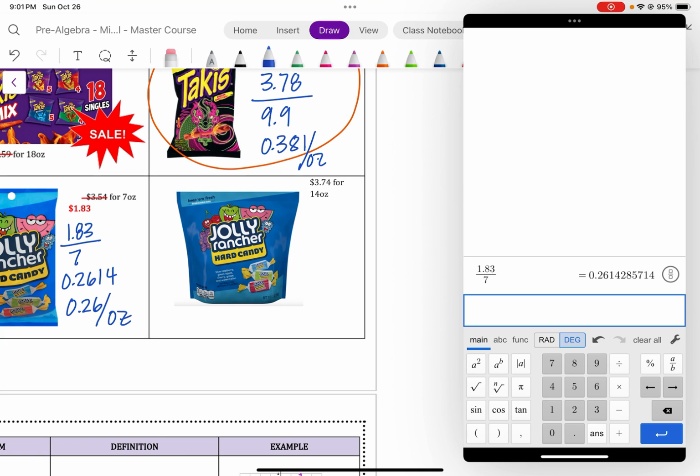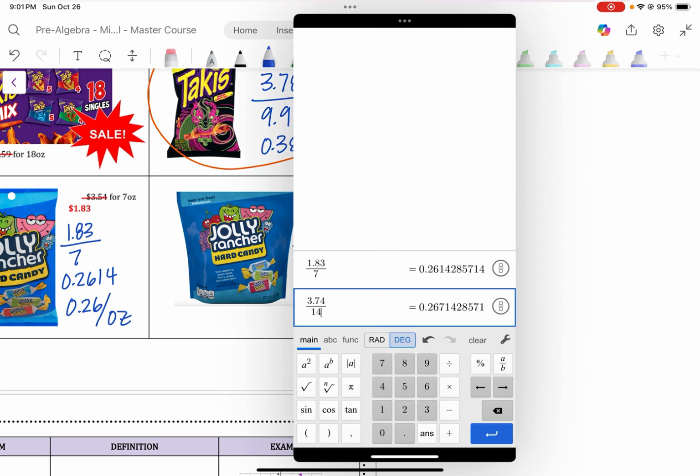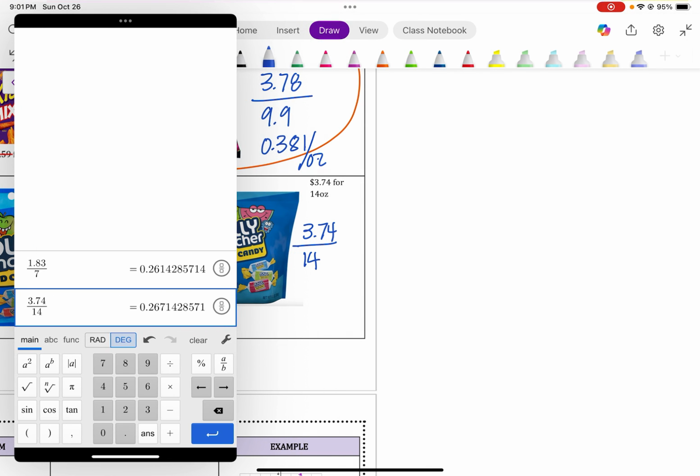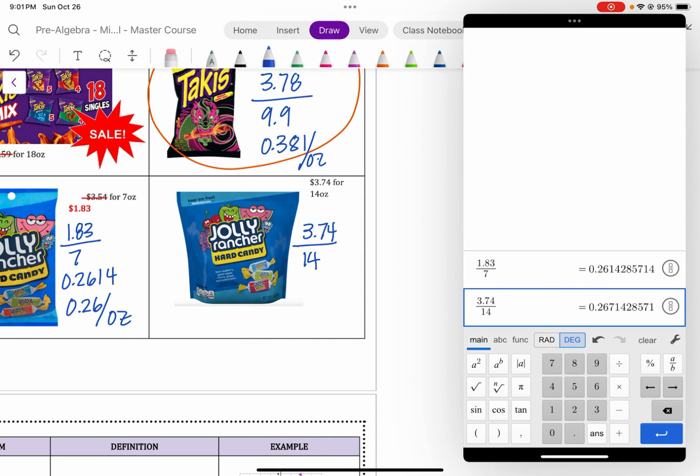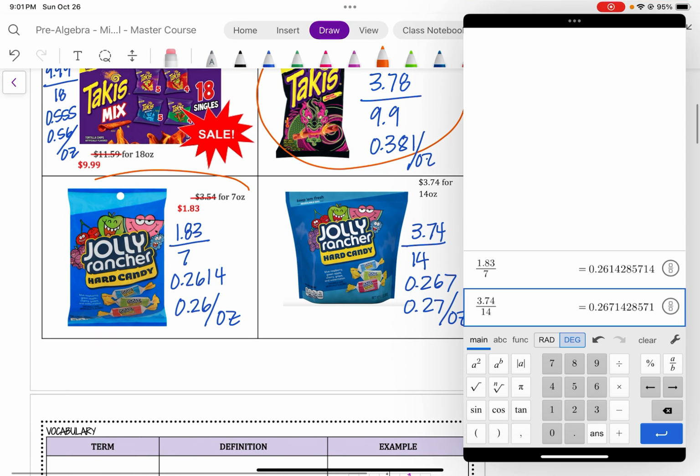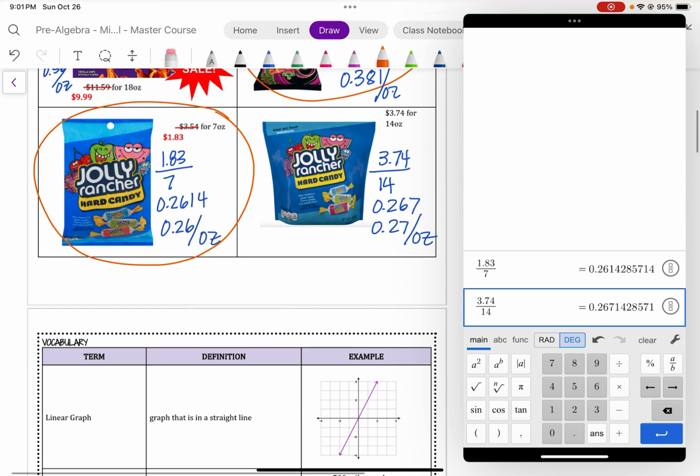And then we've got a bigger bag, that's $3.74, and you're getting 14 ounces. So that's, whoops, let's drag that over, 0.267, so 0.27 cents per ounce. And these are really close in price. The 0.2614 and 0.267 tells me that when these are on sale, they're the better buy by about a cent. So it's not very close.